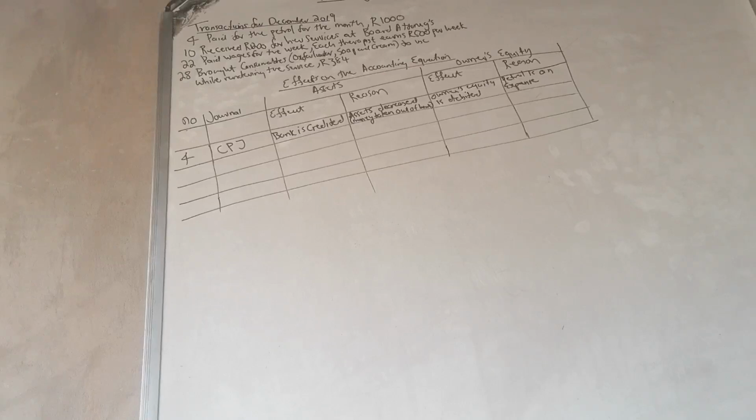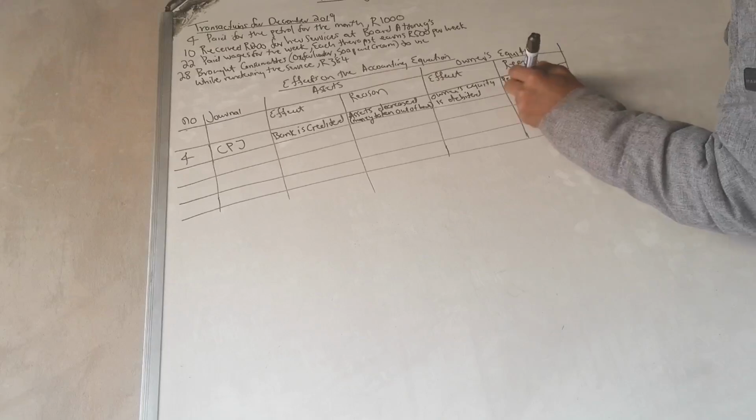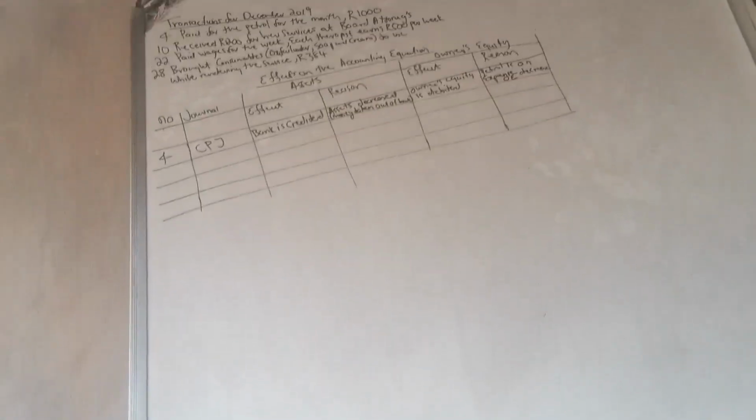Are you following? So what does it do? It decreases your owner's equity. Petrol is an expense, and therefore it will decrease your owner's equity, OE. It will decrease the amount that you have on your account. Right, now that you understand how to fill up the first transaction on the accounting equation, let us look at the second one.